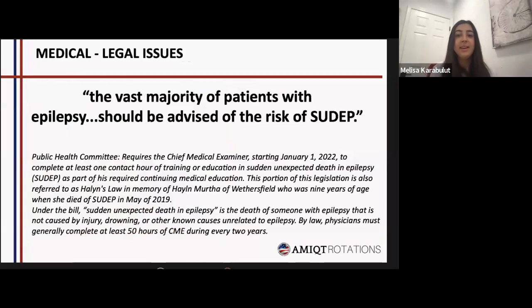SUDEP is still a situation that causes ethical and legal questions and problems, since there is no definite conclusion on its treatment, its risk factors, and its mechanisms. Medical malpractice suits have been brought against physicians before who have not informed patients about SUDEP. In Scotland, a judicial fatal accident inquiry into 2 SUDEPs recommended that the vast majority of patients with epilepsy should be advised of the risk of SUDEP.